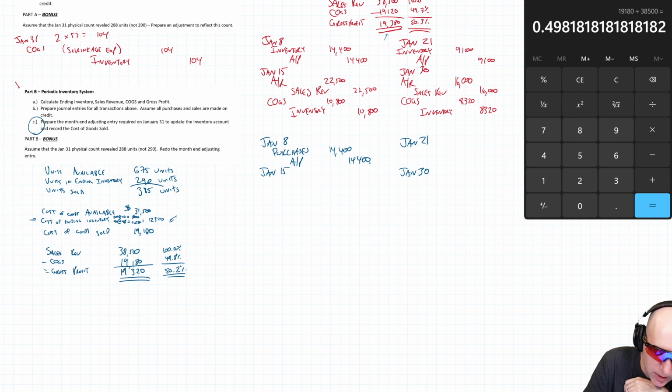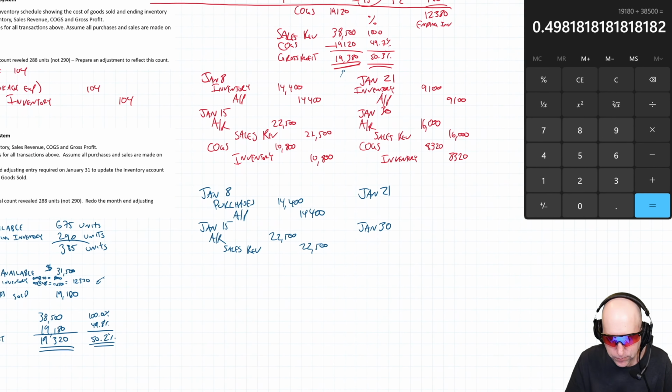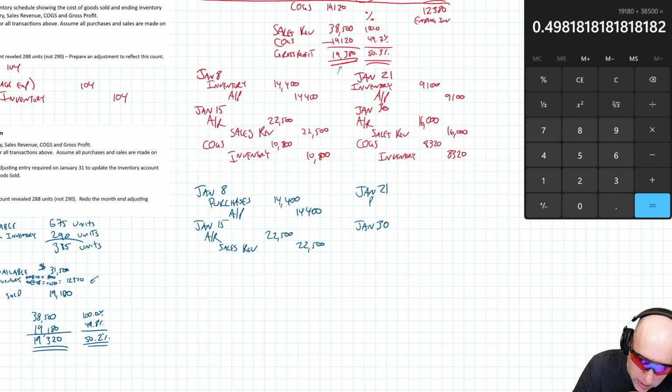January 15th, again, I don't touch inventory, so I debit AR, credit sales, but I don't touch COGS or inventory. I just don't touch them. So debit AR, credit sales for 22,500. And that, again, is just the amount from the question right there, 22,500, right? 225 times 100. January 21st, debit purchases, credit AP for 9,100.